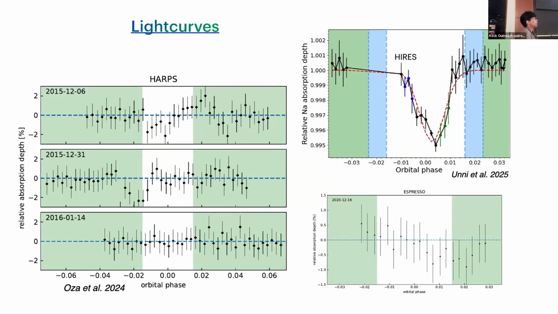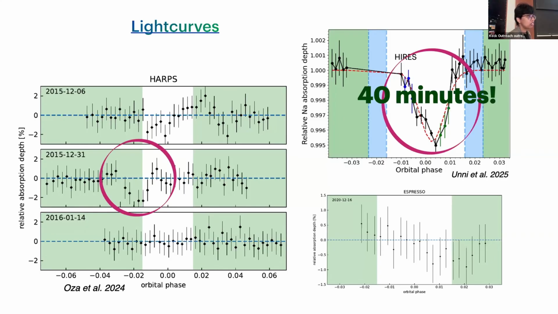And in HIRES, we could see that most of the sodium signal is coming close to mid-transit. And in ESPRESSO, there is a less significant signal close to egress. Interestingly, if we check the duration of this sodium signal coming from HIRES and HARPS night 2, it was close to 40 minutes, which means that the sodium was there for 40 minutes and then disappeared.